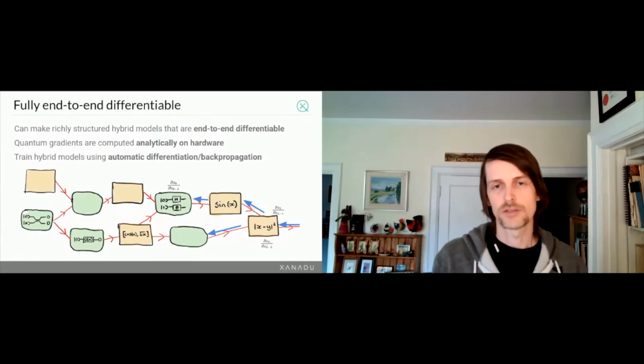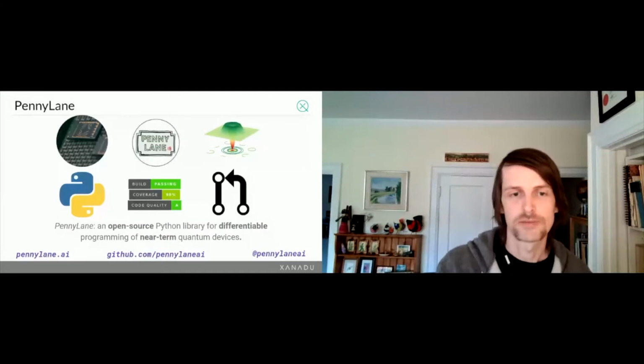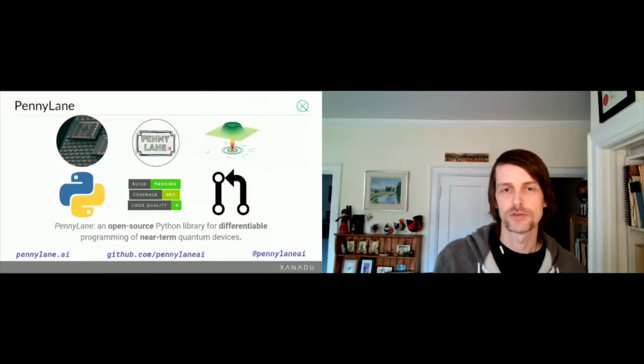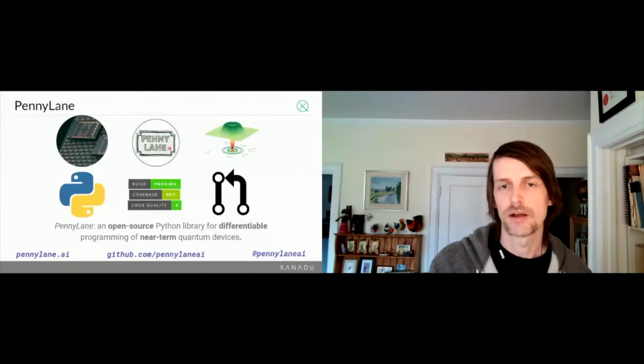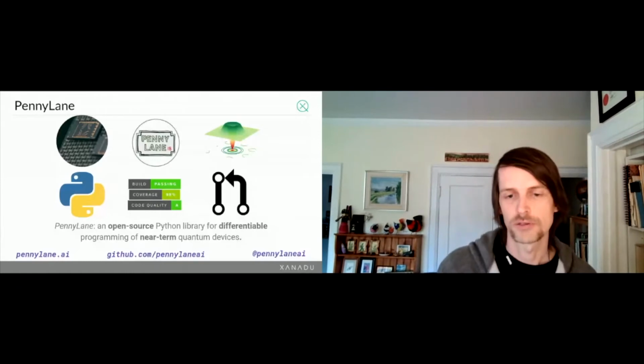So in order to actually show you, I'm going to have to pick a software library. This is the one I'm most familiar with. This is the one we built at Xanadu. It's called PennyLane, and it's an open source Python library that allows you to connect classical and quantum resources together to make hybrid models and to make quantum machine learning models. So I encourage you to check out our website if you're interested, or also check out our GitHub.